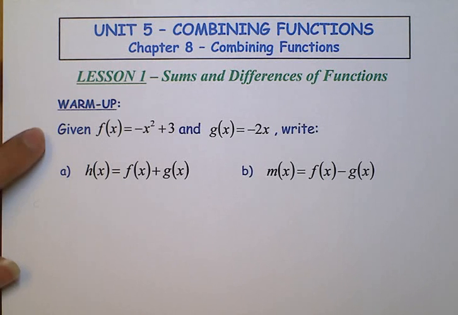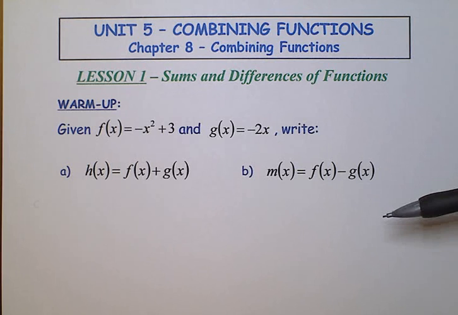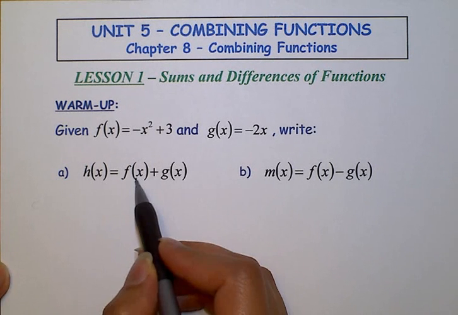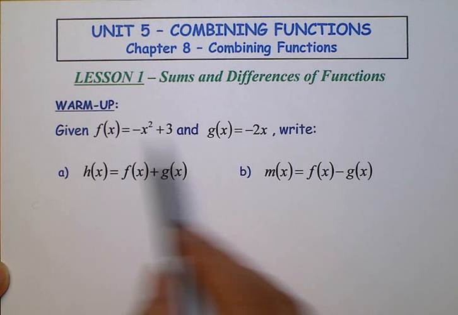Given f of x equals negative x squared plus 3, and g of x equals negative 2x, write a, h of x equals f of x plus g of x, and b, m of x equals f of x minus g of x. So essentially what we're doing is replacing f and g with the functions that are associated with them.